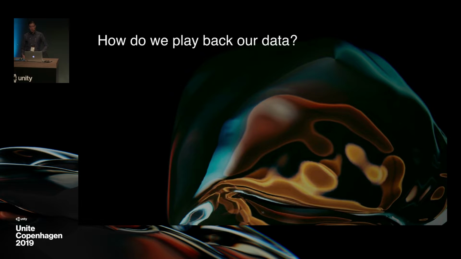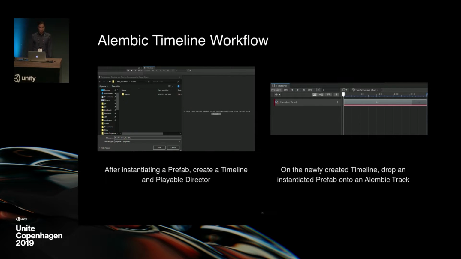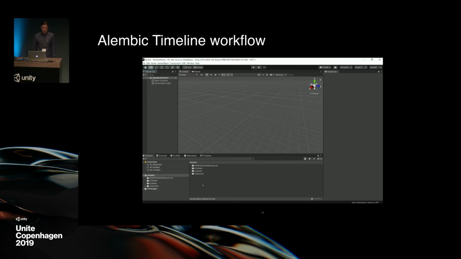So now we have data in, but everything is just static geometry at this point. How do we start to play that back? The Alembic Timeline workflow is a way that we can use Timeline to drive Alembic caches. First, instantiate a prefab from the imported Alembic cache, and then from the Timeline view, you can create a director component and a timeline asset. This can be attached to the Alembic prefab. In the newly created timeline, you create an Alembic track, which will then be used for playback. The instantiated prefab can be inserted into the track, which is then driven by the overall game time.